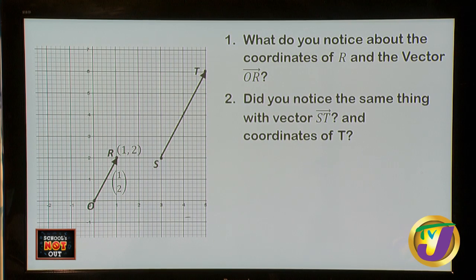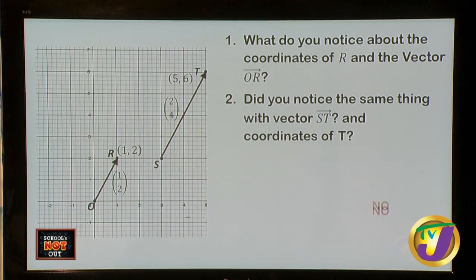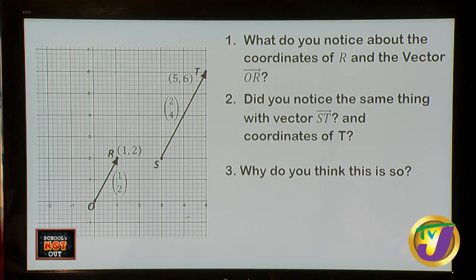So the coordinate for T, sorry, is (5, 6), and the vector ST is (2, 4). So we're not seeing the same thing. No, it's not. I wonder what's different. So why do you think that the vector OR is the same as the coordinates for R, and the vector ST is different from the coordinates for T?